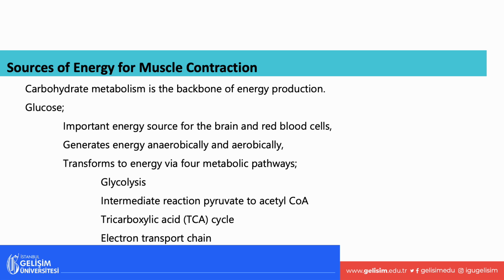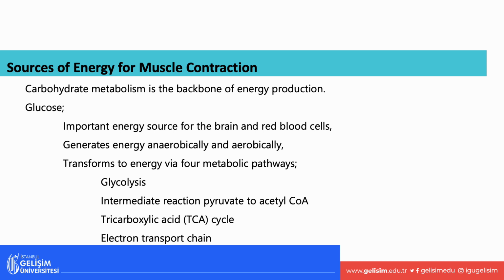So the metabolism of glucose involves 4 main pathways. Right? First, there's glycolysis. Then there's the intermediate reaction for pyruvate to acetyl coenzyme A. Then there's the Krebs cycle, or sometimes you can also call it the TCA cycle. Okay? And then finally, there's the electron transport chain. All right? So these pathways work together to produce ATP, and this is the molecule that provides energy to the body cells.